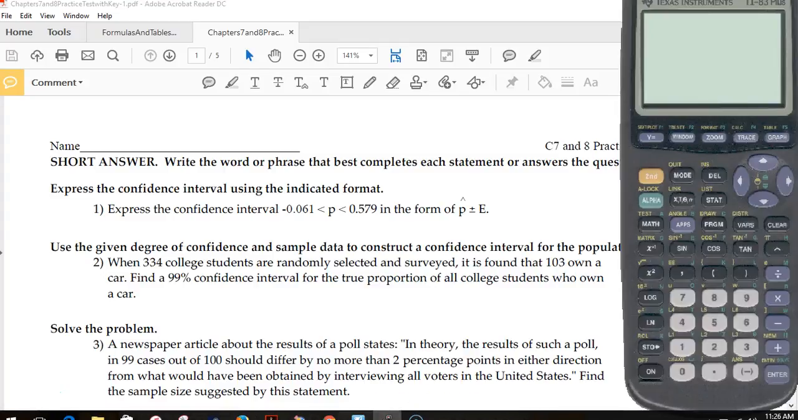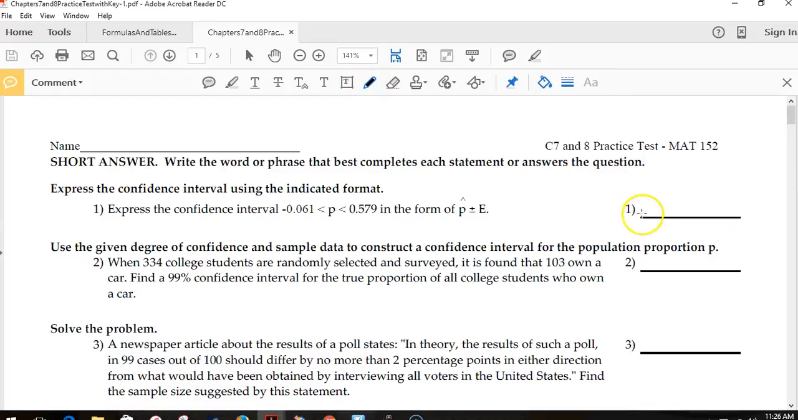And it's pretty easy to do. If you're given the confidence interval, the only thing that you need to do to find p hat is take the mean of your high end and your low end. And then once you get that mean, subtract it from the high end. So 0.579 minus that mean, which is my best point estimate, in this case p hat, 0.259, and I'll get my error, 0.32. So 0.259 is p hat plus or minus the error of 0.32.